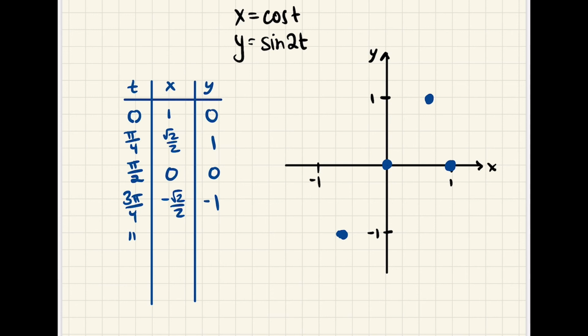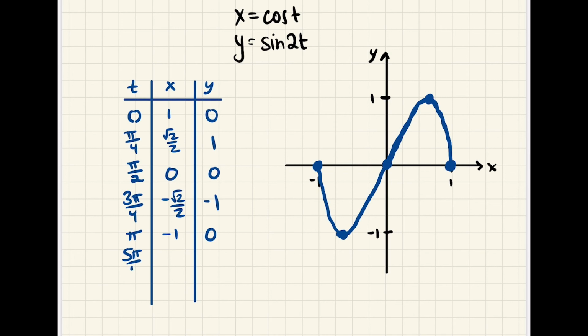Okay, let's plug in t equals pi. So cosine of pi is negative 1, and sine of 2 pi is 0. So we're at the point negative 1, 0. So let's take a look at our path here. We started at the point 1, 0, and then we kind of went up and down like this, and then back up like that. All right, let's keep going.